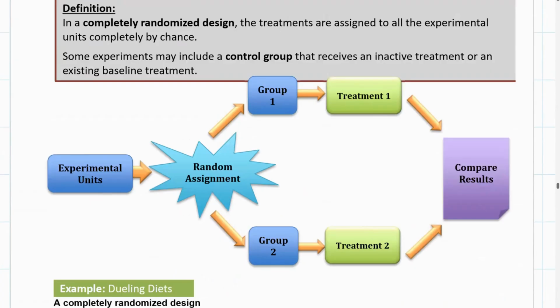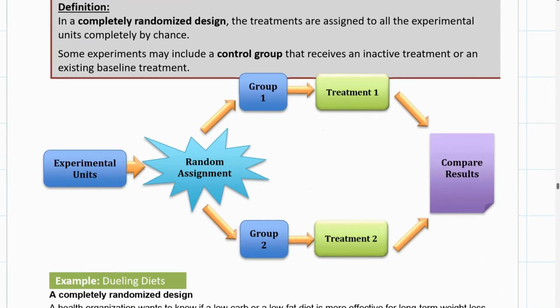So what does a randomized comparative experiment look like? Well, we're going to allow you to use this kind of graphic when you say I'm designing an experiment. You don't have to write it out in paragraph form. You can say, hey, I've got my experimental units. I do random assignment to place them into groups. Within each group, we get a treatment. And then when we're done, we compare the results.